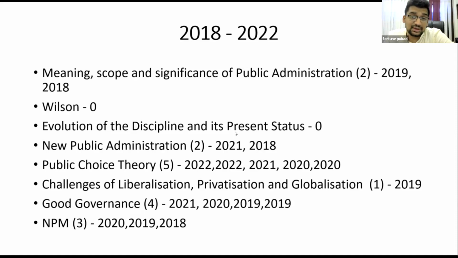Evolution, they did not ask any direct question. NBA, 2 questions, and the number of questions in the last 5 years in the second part, the public choice theory, challenges, good governance, and NPM is on a rise.